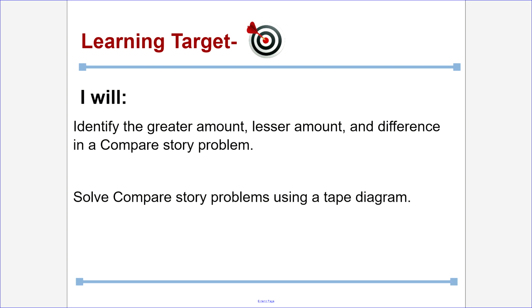Good morning, third graders. Our targets for today are: I will identify the greater amount, lesser amount, and difference in a compare story problem. And I will solve compare story problems using a tape diagram.